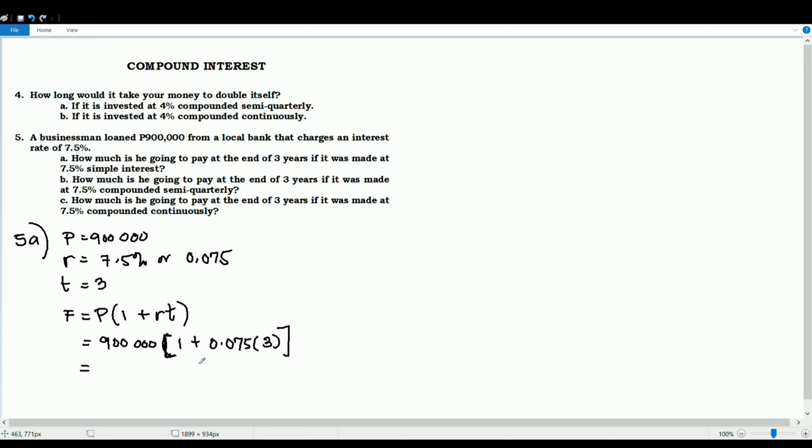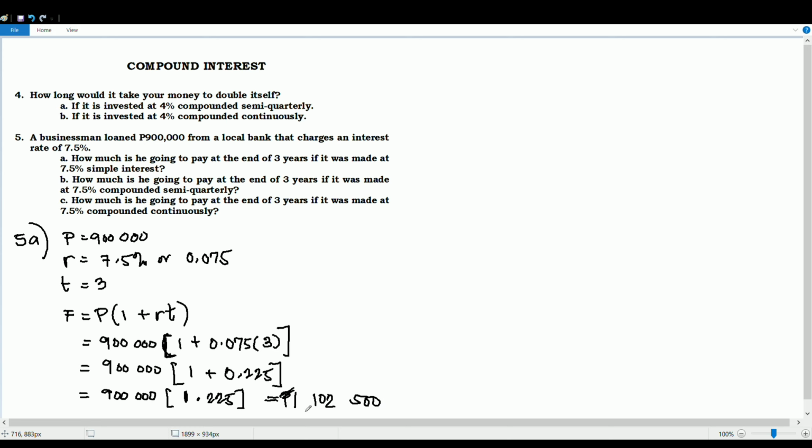So we have to solve 0.075 times 3. That is equal to 0.225. Then we have to add 1 and 0.225. So in this case, we have 900,000 times 1.225. Multiplying these two numbers will give us 1,102,500. That's the future value.